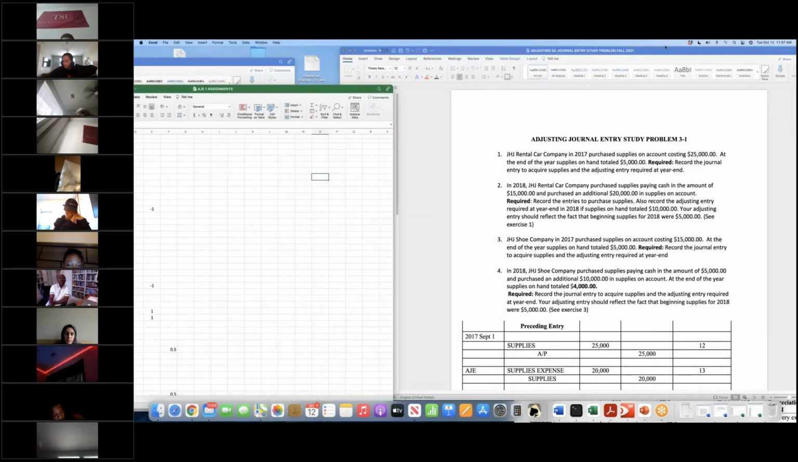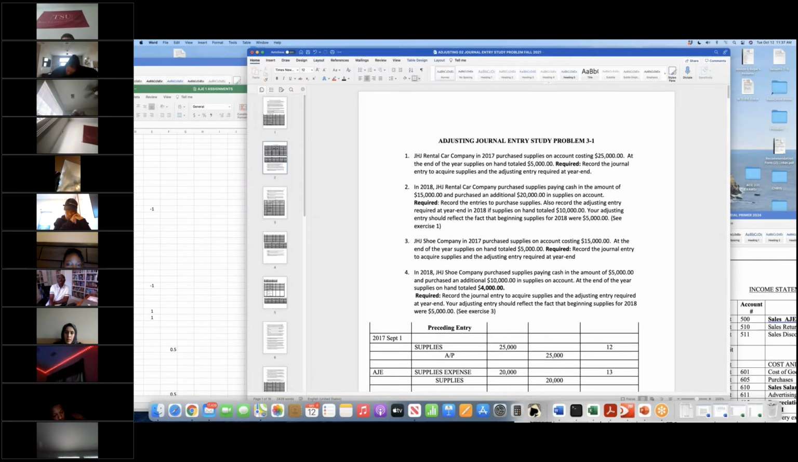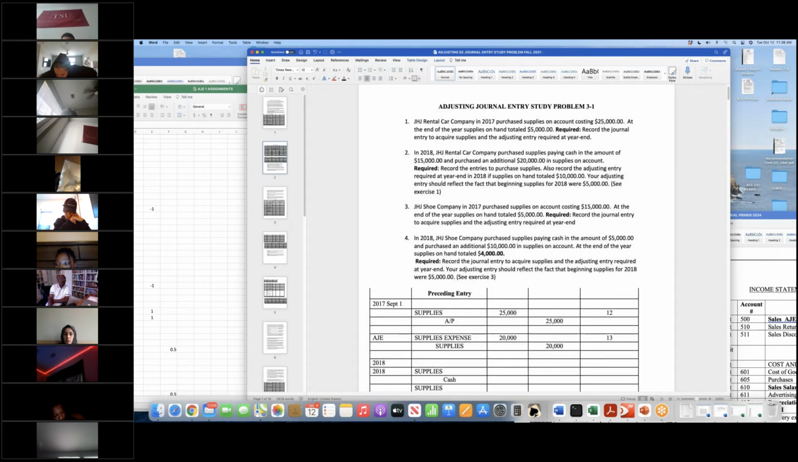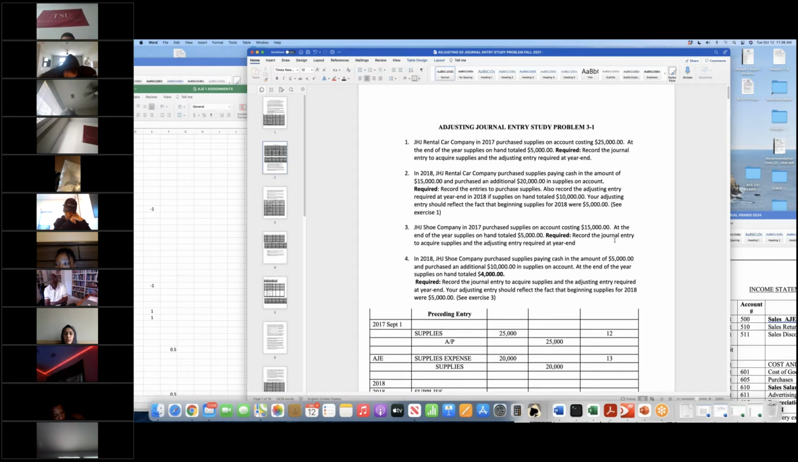Zanab, tell us about number 2. It says in 2018, JHJ Rental Car Company purchased supplies paying cash in the amount of $15,000 and purchased an additional $20,000 in supplies on account. Record the entries to purchase supplies. Also record the adjusting entries required at year end in 2018. If supplies on hand totaled $10,000, your adjusting entry should reflect the fact that beginning supplies for 2018 were $5,000.